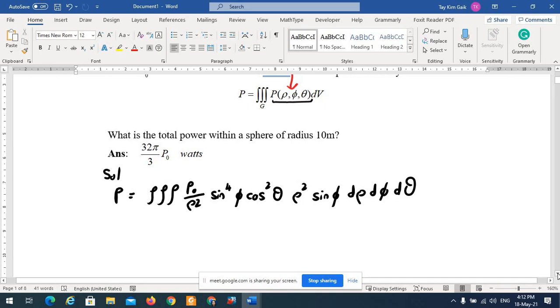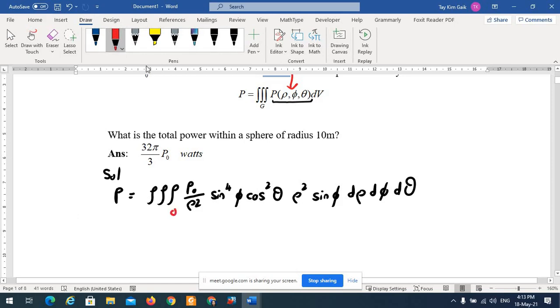P naught is a constant, so you can factor out P naught, which is why the answer is in terms of P naught. P naught is the initial power, a constant. Then we need the limits for rho, phi, and theta. For a sphere of radius 10 meters, rho is 0 to 10, because rho starts from 0 up to the radius of the sphere, which in this case is 10 meters.